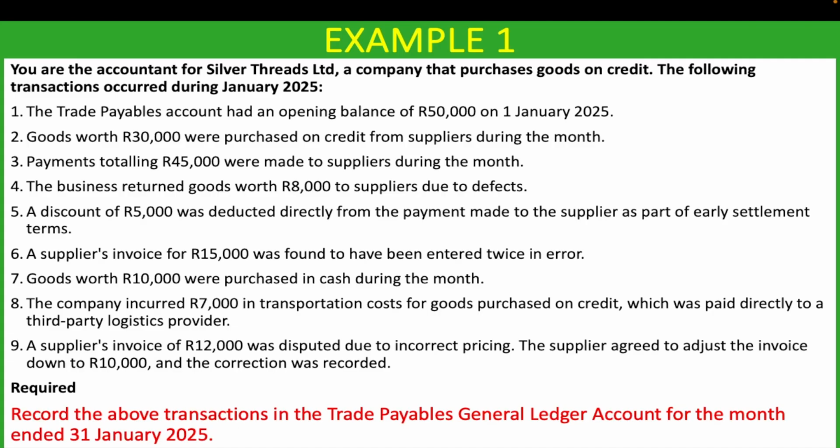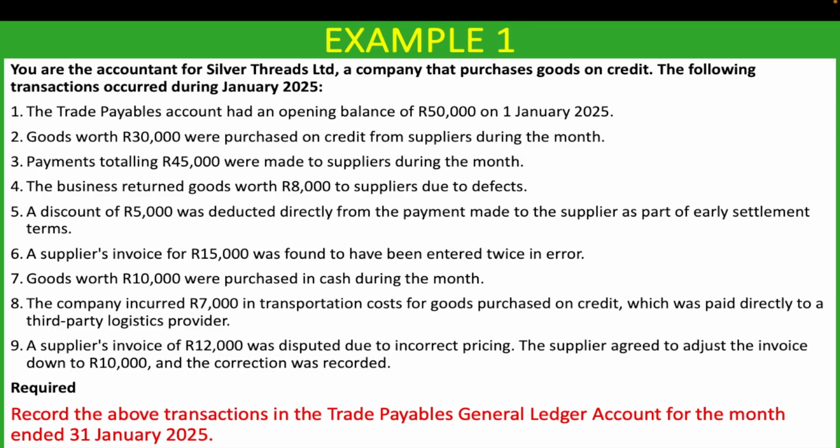Now we can go up and read our information. We are told here that you are the accountant for Silver Threads Limited, a company that purchases goods on credit. The following transactions occurred during January 2025. And we are given transactions from number 1 all the way to number 9. And so for each of these transactions, we have to determine whether it affects our trade payables, and if it does, where is it recorded in our trade payables general ledger account.